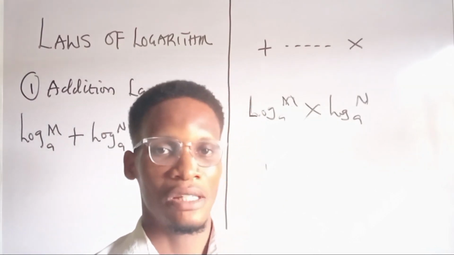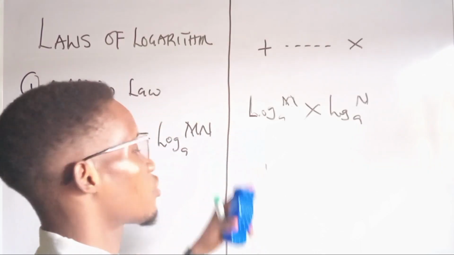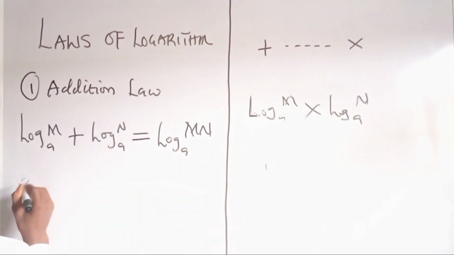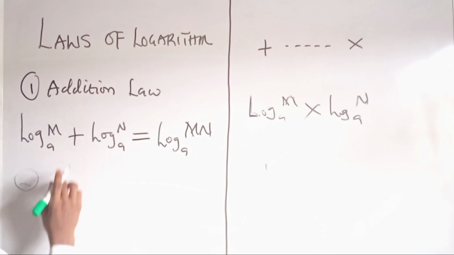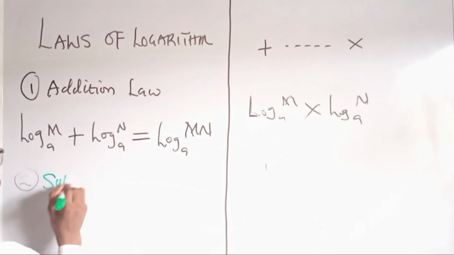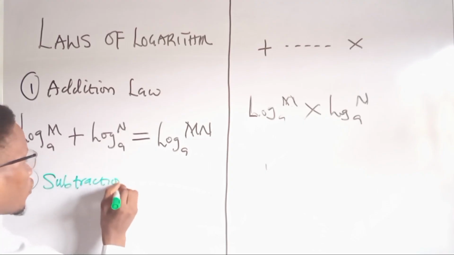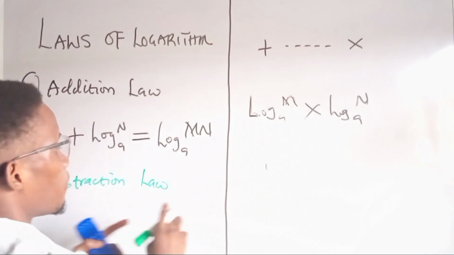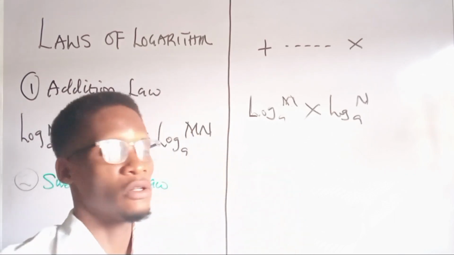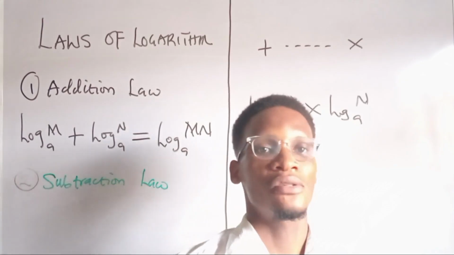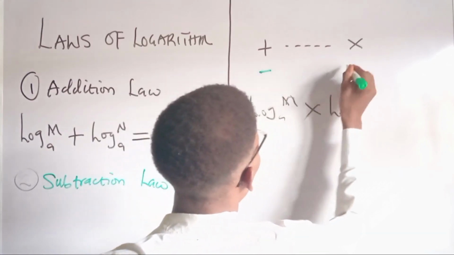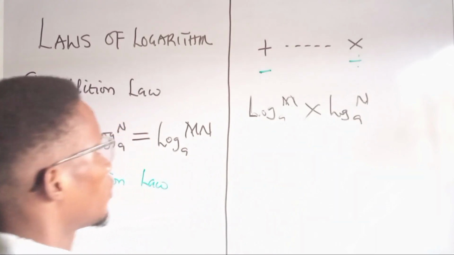We're going to look at some examples where we need to apply these laws. So let's state the second law. The second law is the subtraction law. Whenever there is a minus sign in between the logarithms, we need to apply division. That means subtraction changes to division. That is the difference.